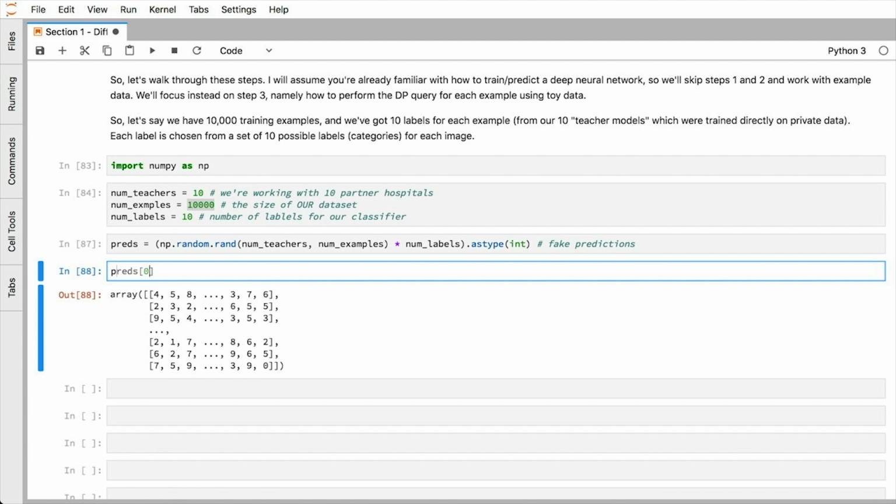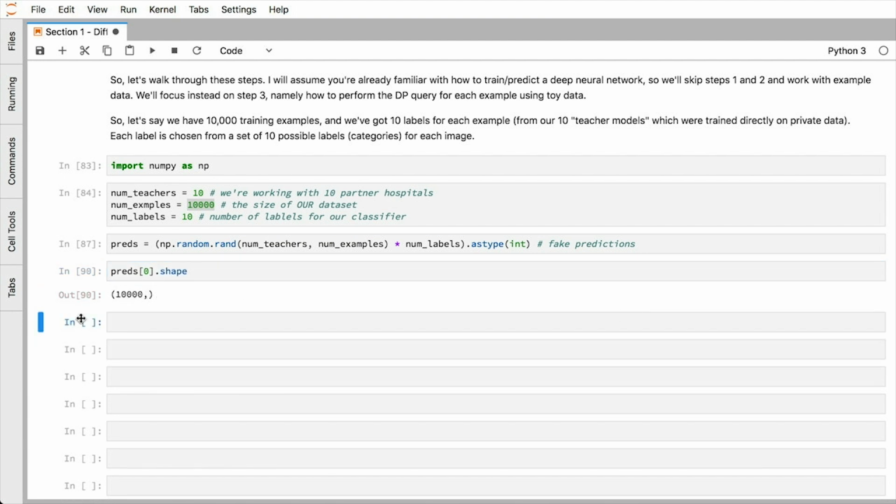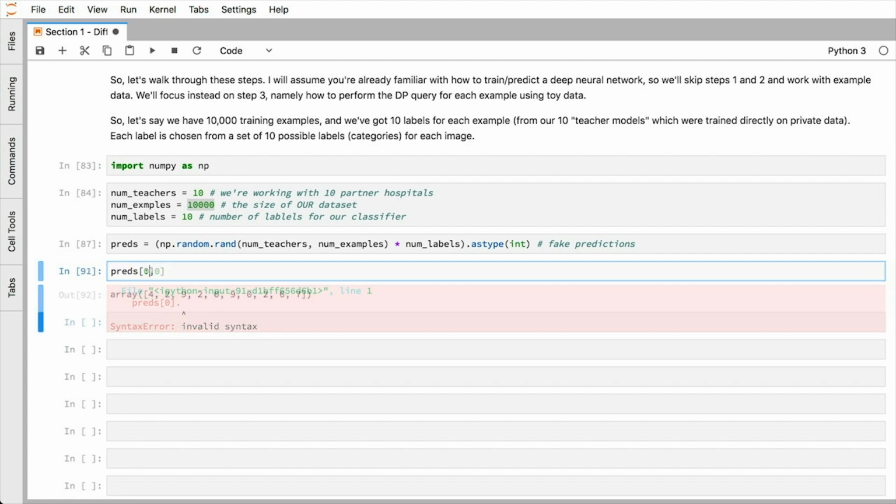Okay, so these are all the predictions from one teacher, right? So there's 10,000 of them. And these are all of the examples for, say, the first image, right? So this came from the first teacher, this came from the second teacher, this came from the third teacher. So the first teacher thought it was label 4, the second teacher thought it was label 2, the third teacher thought it was label 9, et cetera, et cetera.